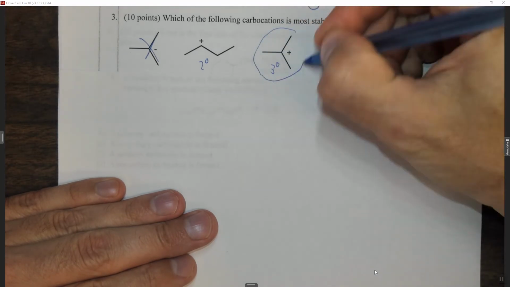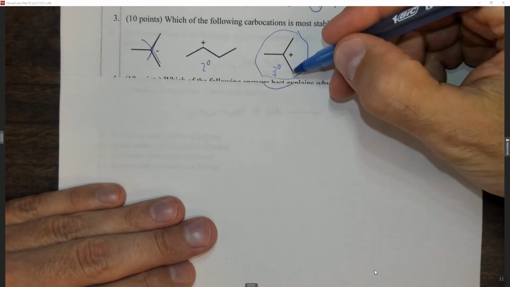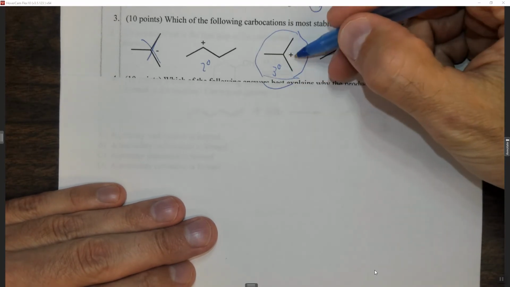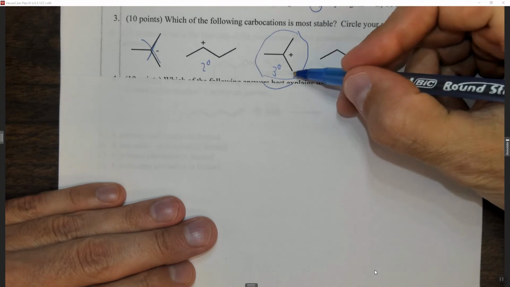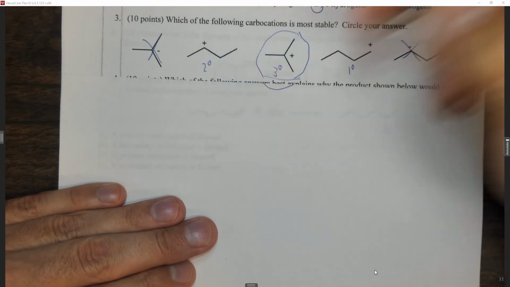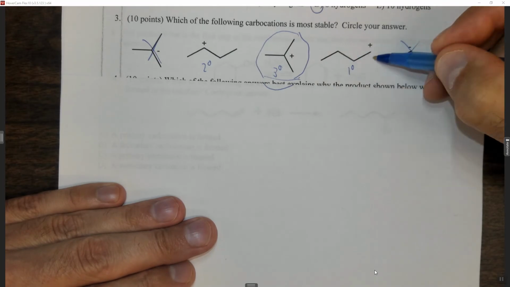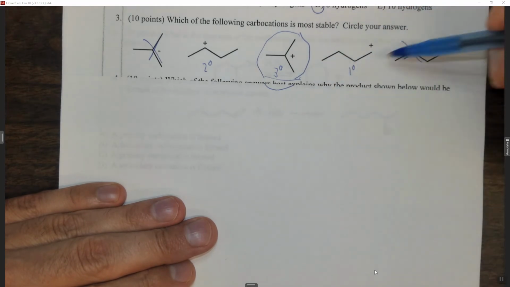carbocation. Tertiary carbocations are the most stable because these methyl groups can back donate a little bit of electron density, stabilizing the carbocation. So having 3 methyl groups is more stable than having 2 carbon containing groups or 1 carbon containing group, because you can get more back donation with 3 than you can with 2 or 1.